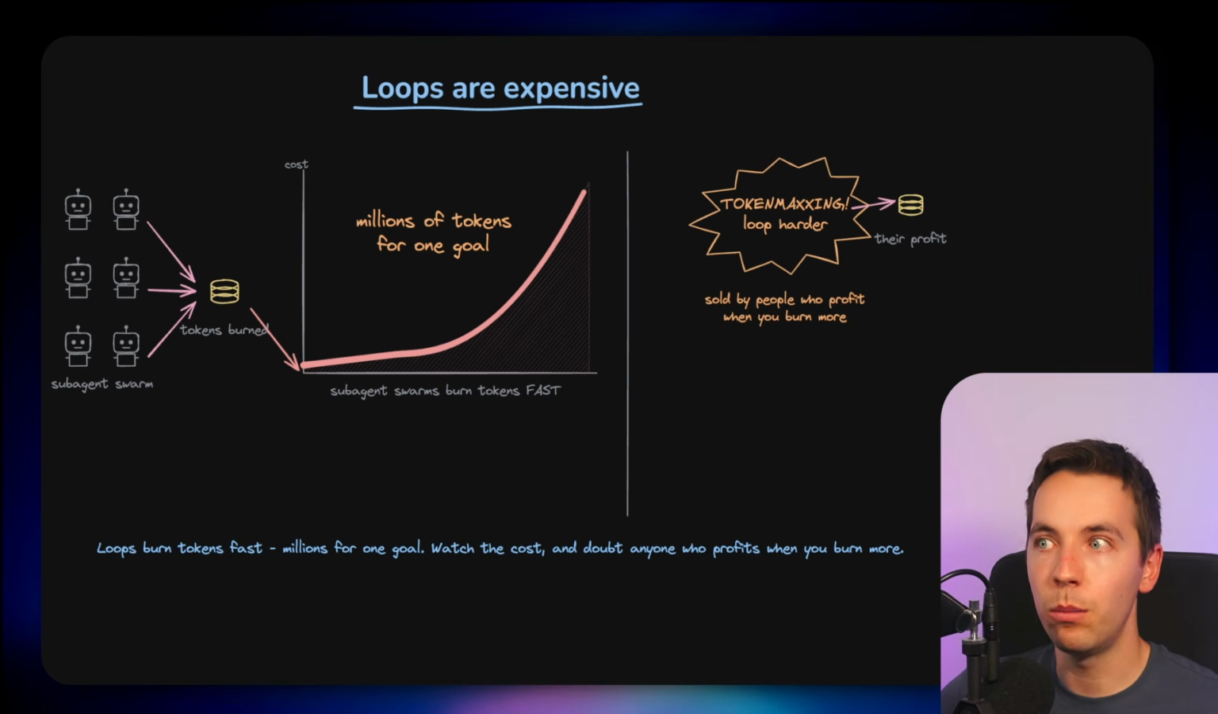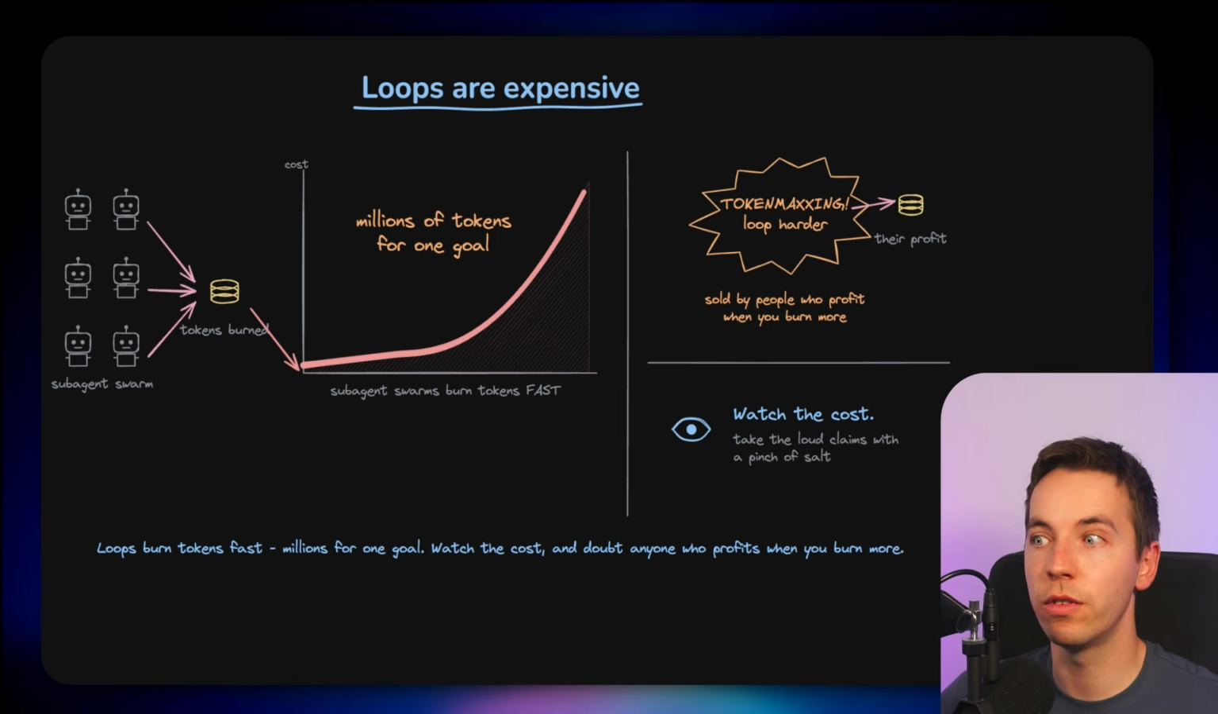A key thing to keep in mind is that concepts like loop engineering and token maxing are usually pushed by those that have a pretty big incentive to do so, because they're the ones profiting from it. The more tokens you burn, the better it tends to be for them. So I'd definitely take some of the louder claims with a pinch of salt and keep a close eye on what these loops are actually costing you.